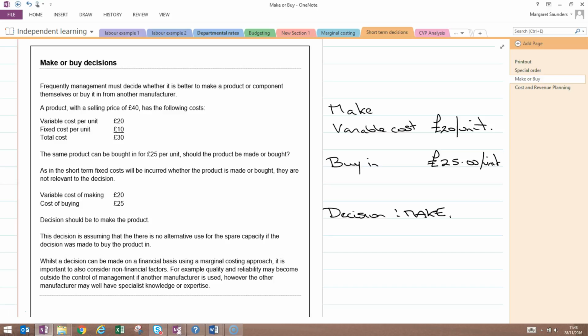Will the price that they've quoted remain constant, or is it likely to increase in the near future, which would then affect our profits? On the plus side, it may be that the supplier has specialist knowledge or expertise in this product and can produce a much higher quality product than the one we're producing ourselves. So these are the sort of factors that need to be considered alongside the financial factors.